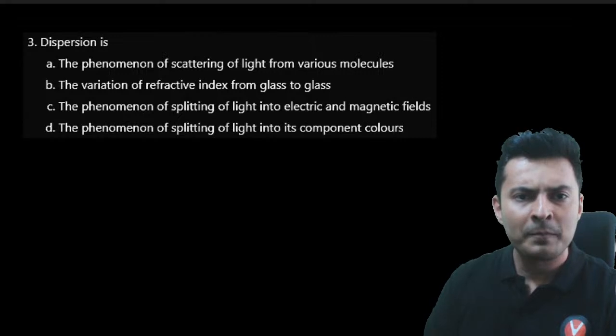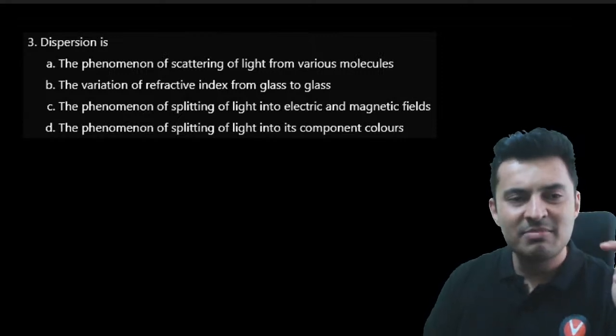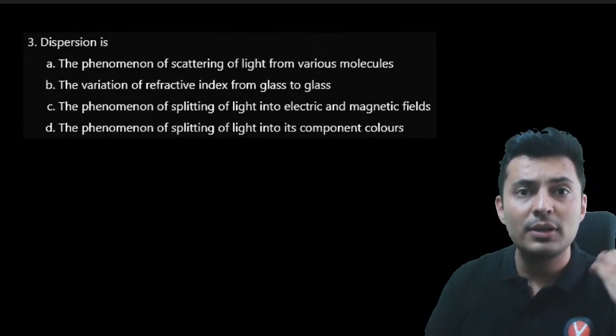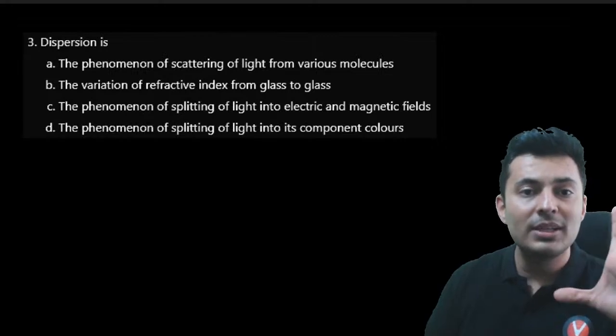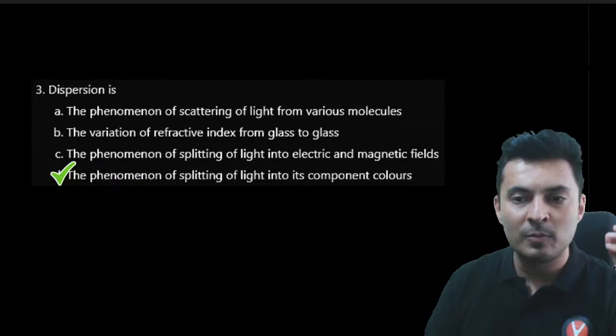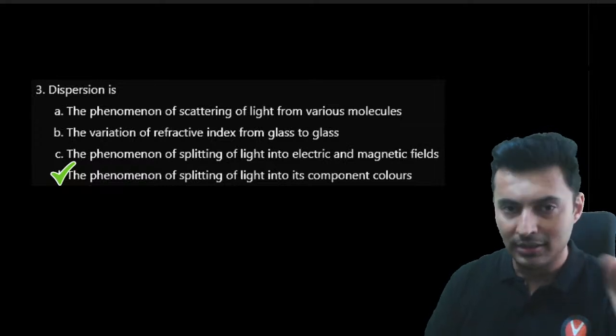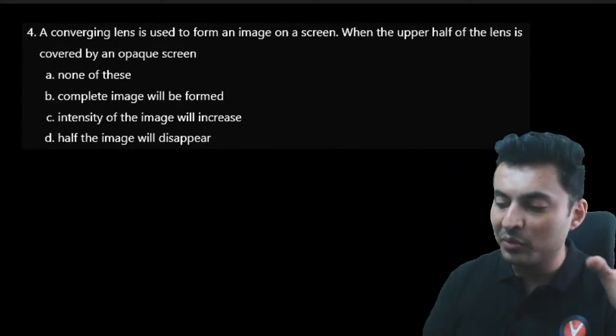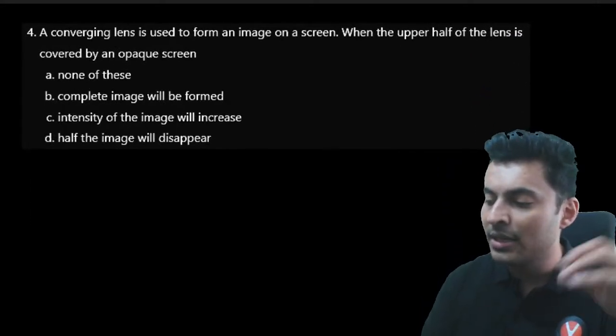Dispersion is what exactly? Dispersion is basically not the scattering of light. Light has different refractive index for different colors, that's why the light will split into component colors. That is called dispersion. Very good. Moving on.